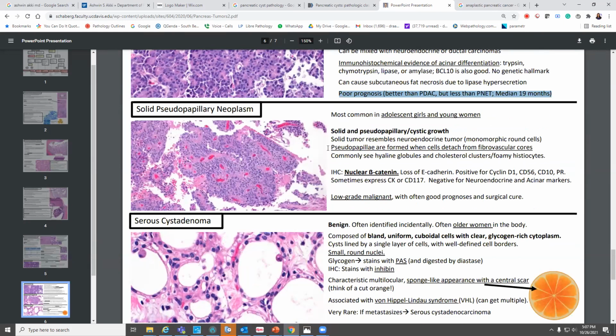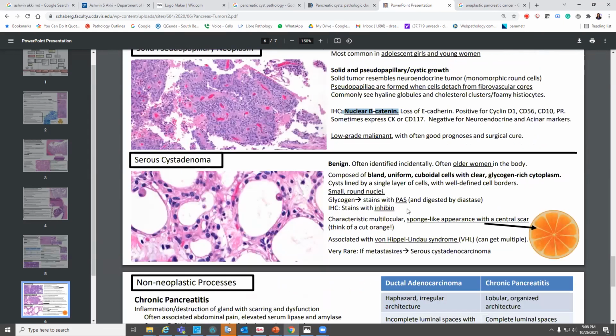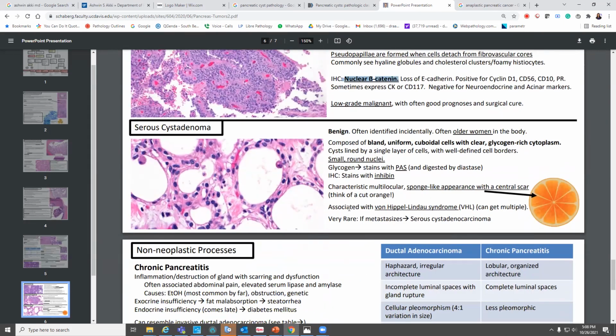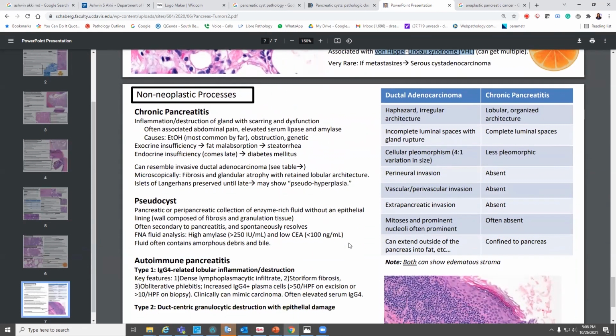Solid pseudopapillary neoplasm: we read that it will have pseudopapillae with fibrovascular cores and hyaline granules that he was showing. And nuclear beta-catenin is typical for solid pseudopapillary. Then coming to serous cystadenoma, we saw a very nice case from Dr. Akki. Again, older women, bland uniform cuboidal cells with clear, glycogen-rich cytoplasm. The glycogen will stain with PAS, and inhibin on IHC, with a sponge-like appearance and a central scar, which one of the fellows was also saying. We saw that it has VHL, and there is a rare serous cystadenocarcinoma if it metastasizes.